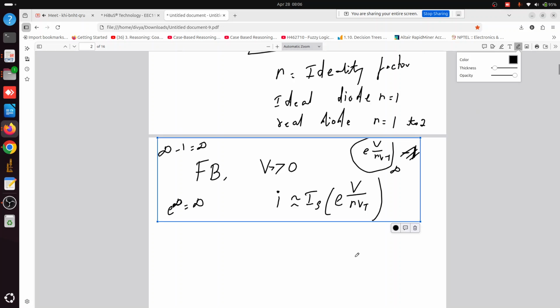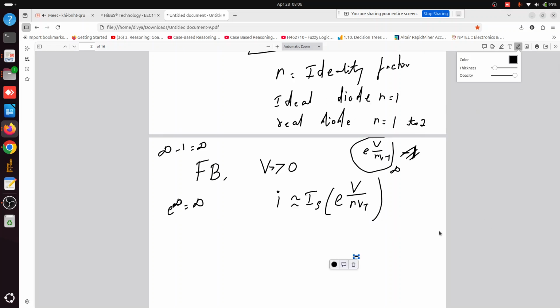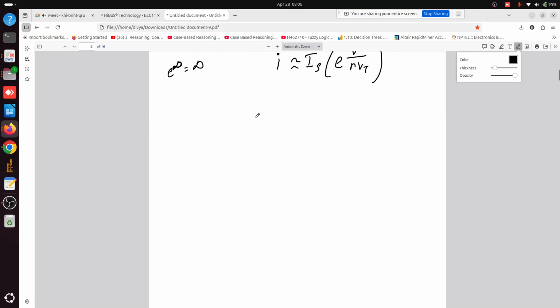Okay, what is the formula? Actual formula for the ideal current equation? That is I is equal to Is e power V by n Vt minus 1. Is this right? Yeah, this is the equation. So I am telling like in forward bias.